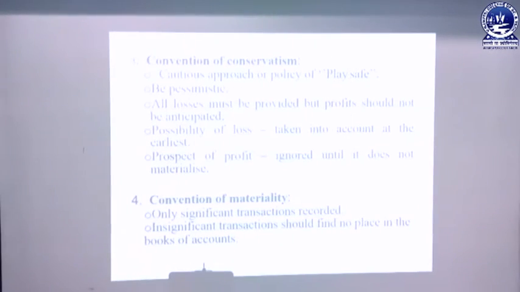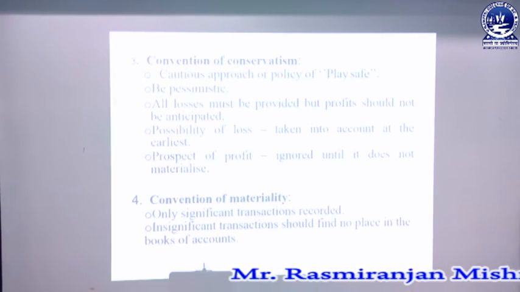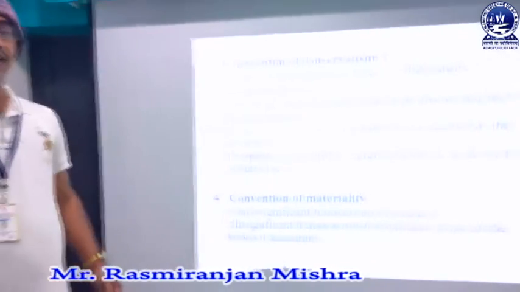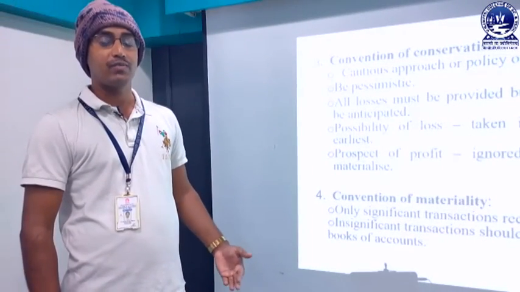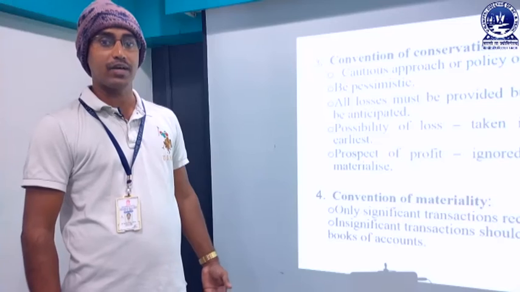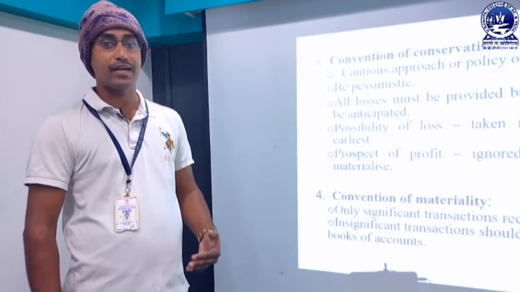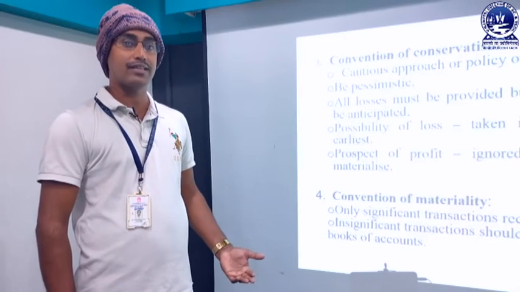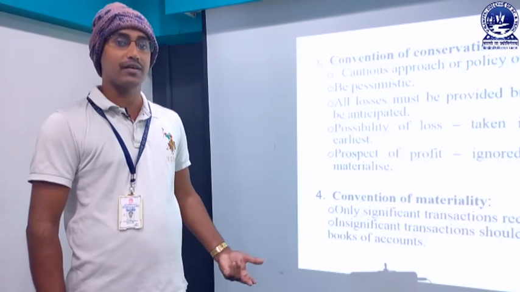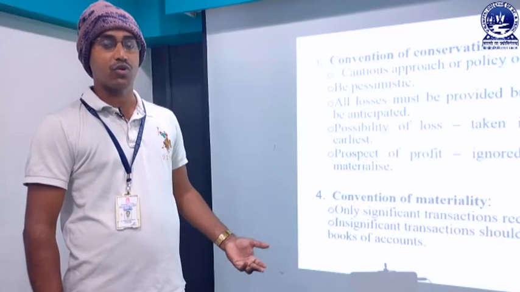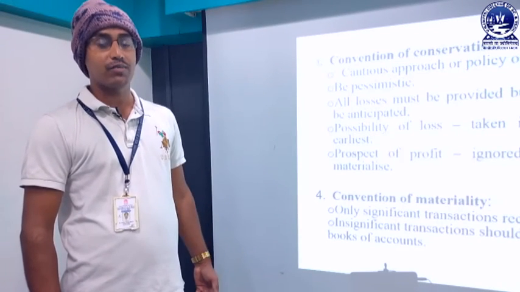Then the last one is the convention of materiality. That means only significant transactions are recorded. Insignificant transactions should find no place in the books of accounts. There are various types of transactions having significant effect. If a transaction has significant effect, we must record it in a separate account. But there are various transactions of small importance, or a very small amount of expenditure is made relating to that head. In that case, it has no significant effect.